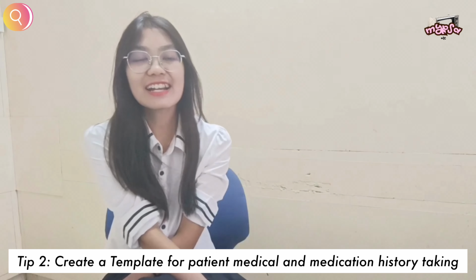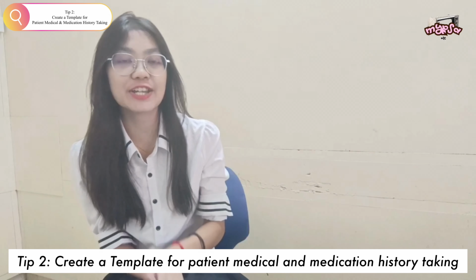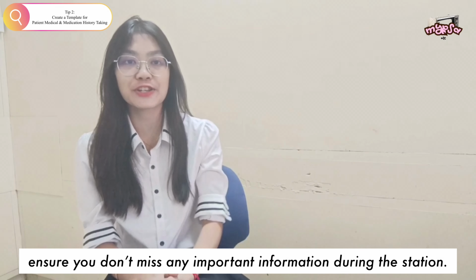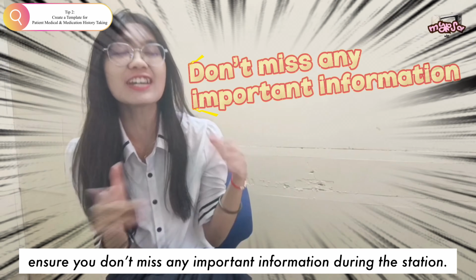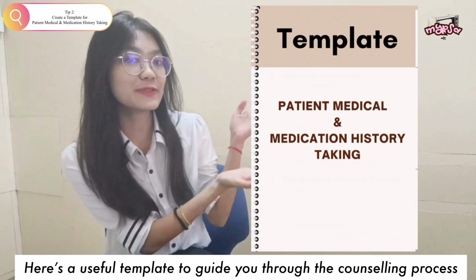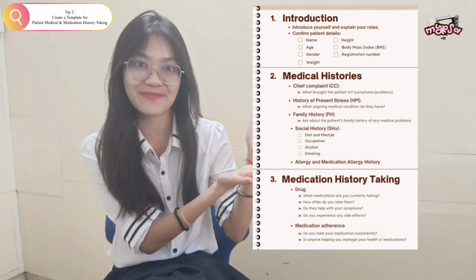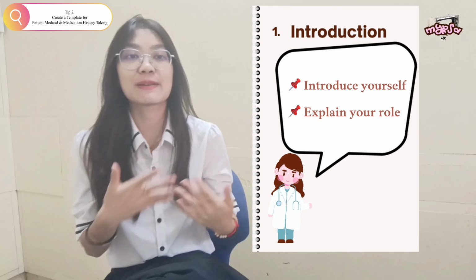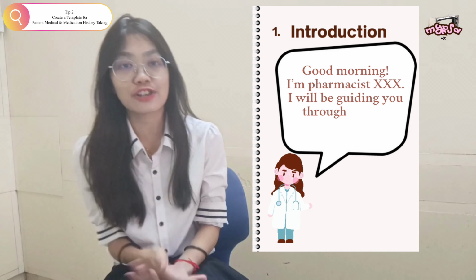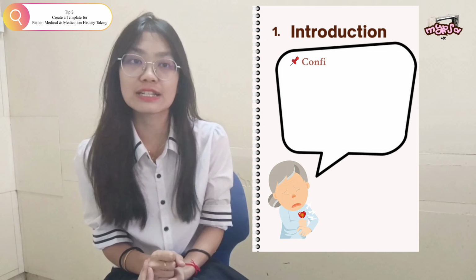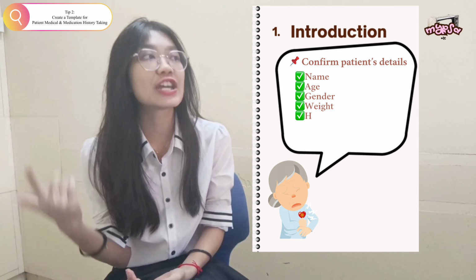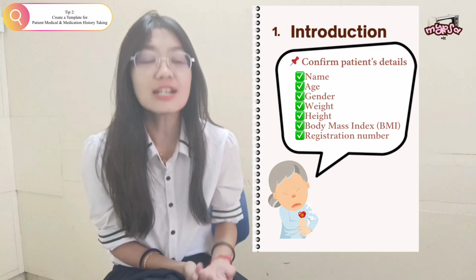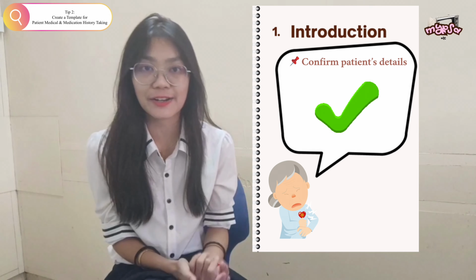Tip 2. Create a template for patient medical and medication history taking. Having a clear structure helps you to stay organized and ensure you don't miss any important information during the station. Here's a useful template to guide you through the counseling process. First, introduction. Start by introducing yourself and explaining your goals to build rapport and trust. Then, confirm the patient details such as their name, age, gender, weight, height, BMI, and even the registration number to ensure all the patient's details are correct.